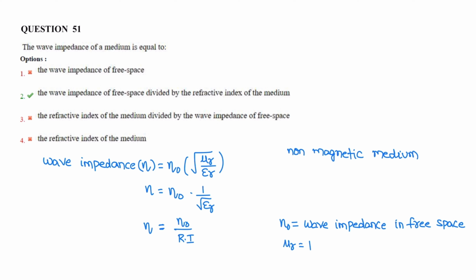For a non-magnetic medium, mu r can be treated as 1. So eta is equal to eta naught into 1 by square root of epsilon r. So 1 by square root of epsilon r can be written in terms of refractive index. Therefore, intrinsic impedance in free space divided by refractive index. So the wave impedance of a medium is equal to the wave impedance in free space divided by the refractive index of the medium. Correct option is 2.